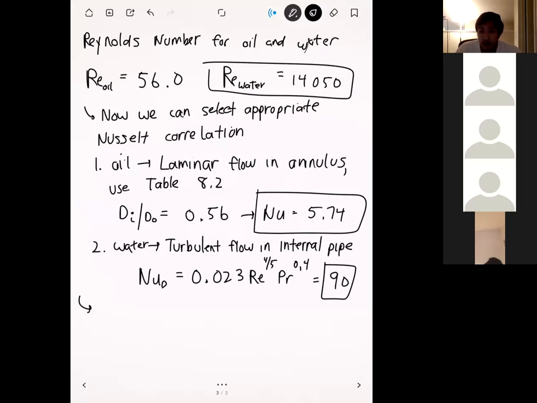And this is nice because we know that once we have the Nusselt numbers, we can use these to compute the convection coefficients.